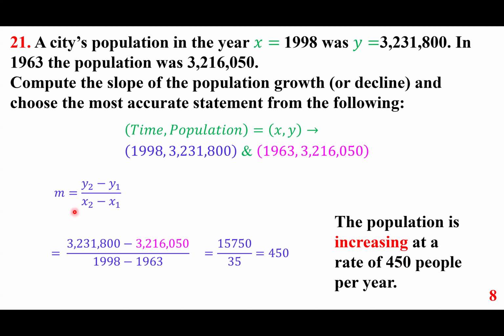Units of the numerator over the units of the denominator. Units of the numerator is the population. Units of the denominator is year. So 450 people per year. That's how you figure out the units.